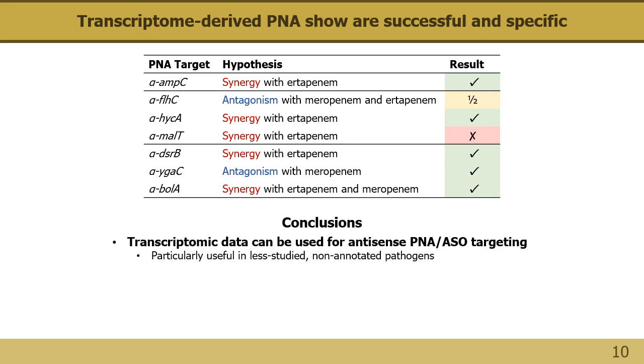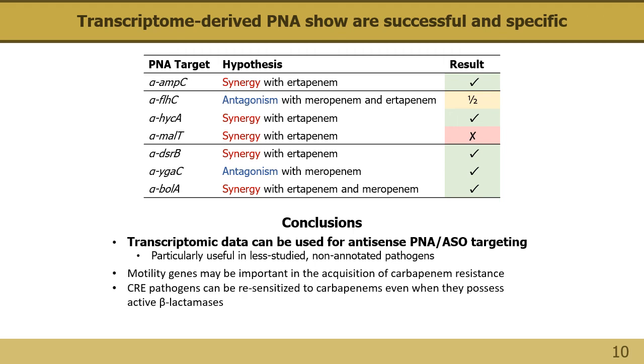But in conclusion, we've shown that transcriptomic data can be used for antisense PNA targeting of these MDR pathogens, particularly useful in these less studied non-annotated pathogens where we don't know what the essential genes are, we just have the RNA-seq data. Motility genes, such as FLHC, we found may be important. There's a whole bunch of other motility genes that we didn't explore, that we didn't inhibit, that were also downregulated. So there's another avenue for exploring resistance development. And we found, very importantly, that CRE pathogens using transcriptomic data can be resensitized to carbapenems even when they possess active beta-lactamases like AMP-C.